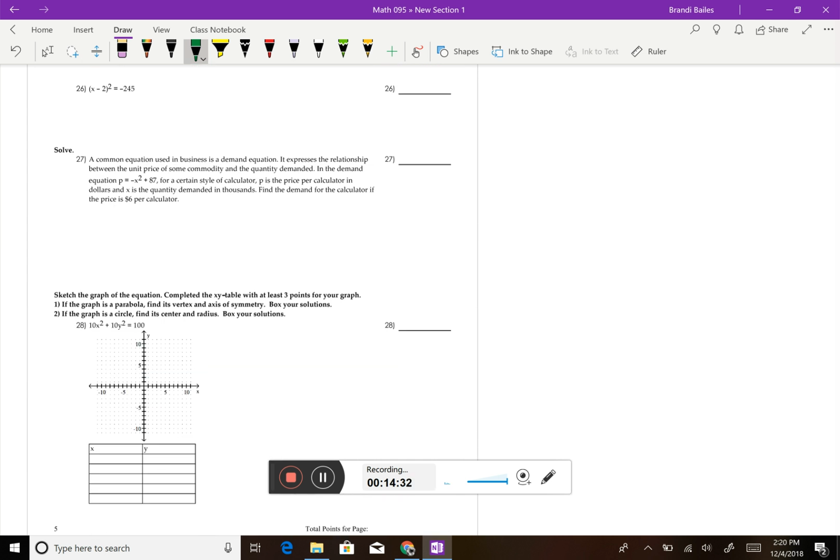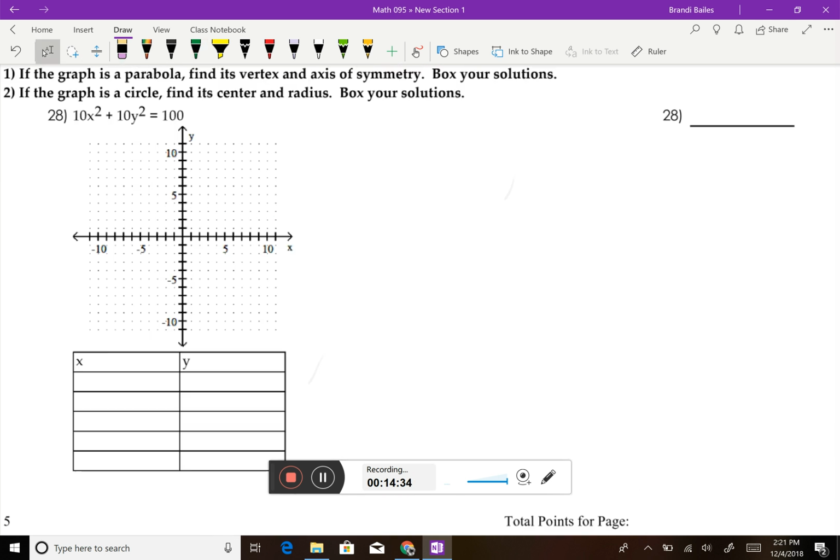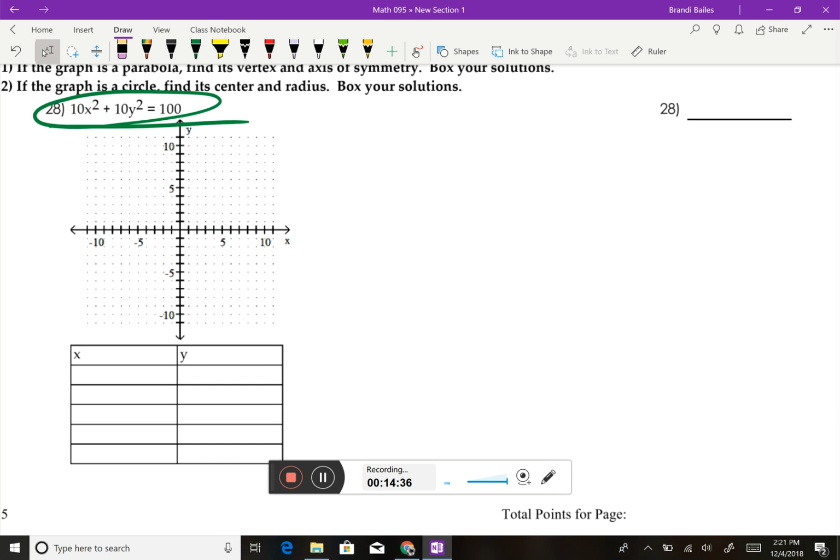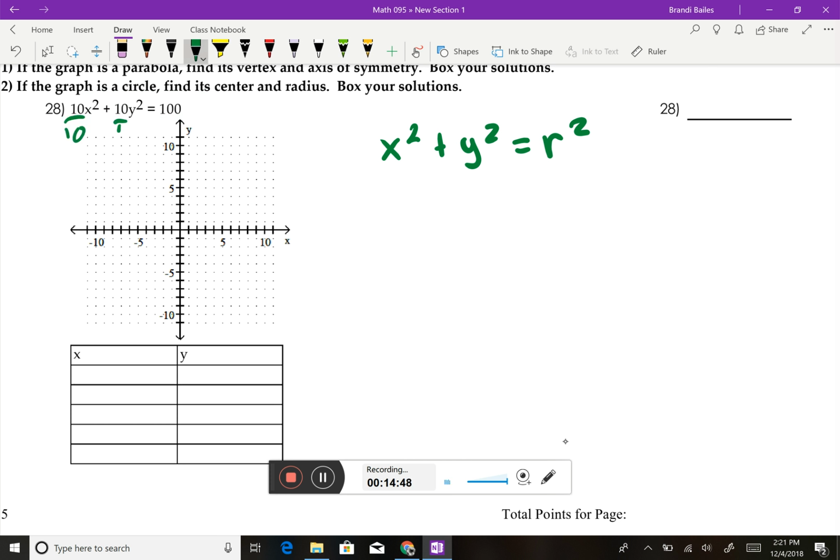All right, let's try the next handful. This is from your test 4. But what looks like a circle, x squared plus y squared equals r squared. But this circle has coefficients next to x and y, and I don't want that for a circle. So I'm going to divide everybody by 10, so that I have this format.